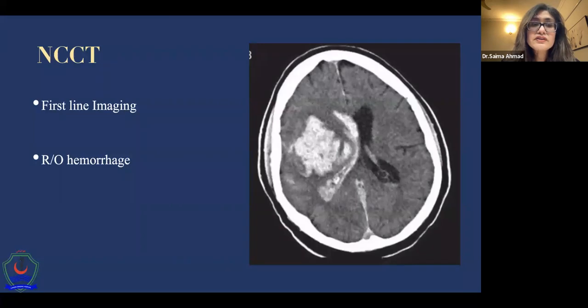First of all, we need to rule out the hemorrhage, because if there is a hemorrhage, then we do not send the patient for IV tPA or for the EVT. So this is the first line. This is an image with a large parenchymal hemorrhage with intraventricular extension. So no therapy can be offered.